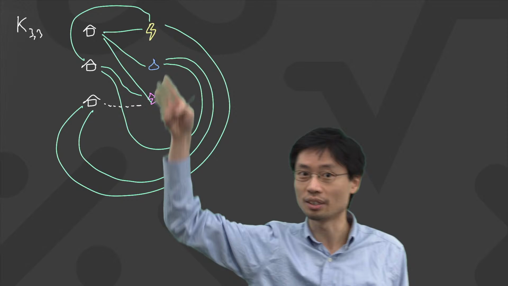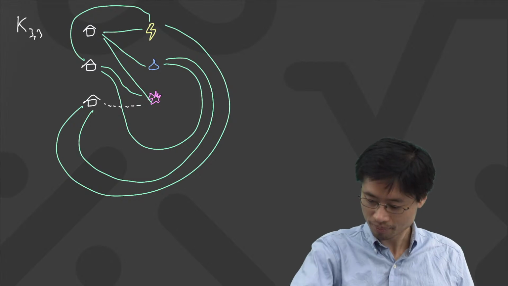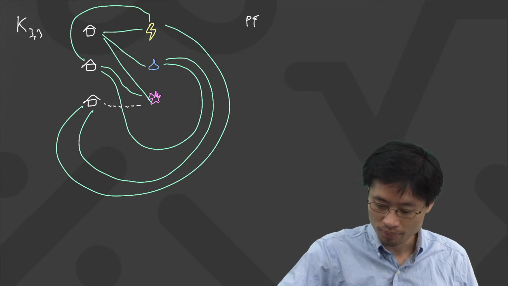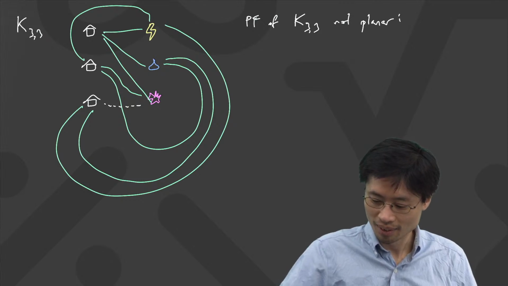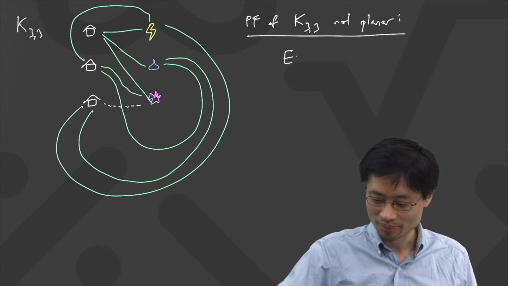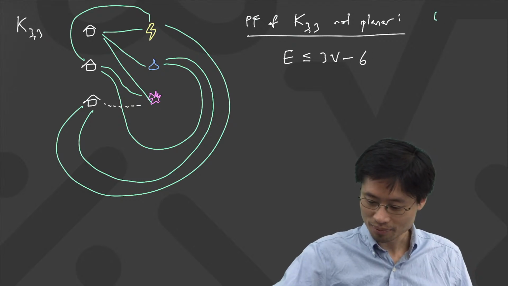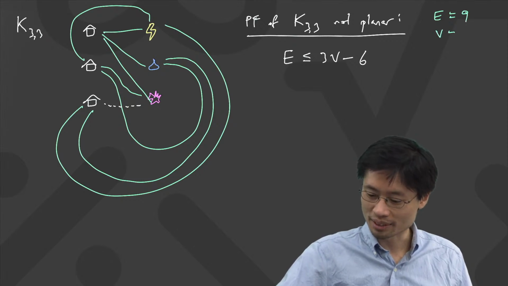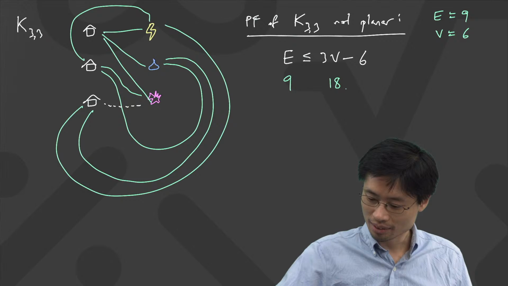K33 is like 3 vertices, everyone needs to be adjacent to everybody else, and it turns out that this is not planar either. So that's the proof of K33 not planar. Well, how to do this? Let's try it again. Okay, I'm supposed to have edges less than or equal to 3v minus 6, right? And the edges is equal to 3 times 3, 9. The number of vertices is 3 plus 3, which is 6. So I have here 9, and I have 18 minus 6.